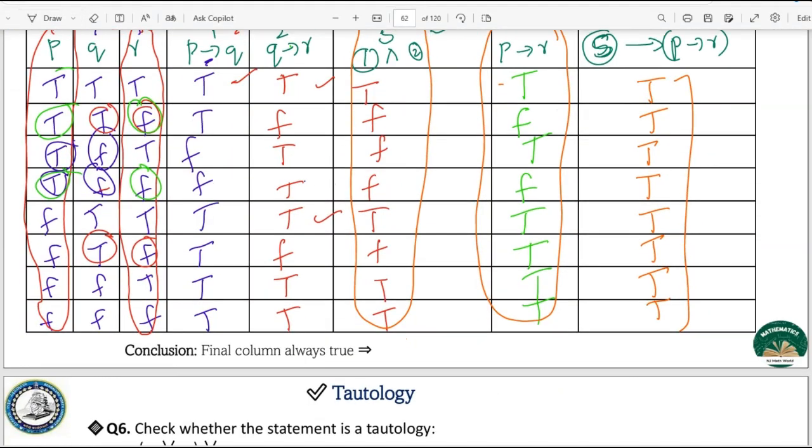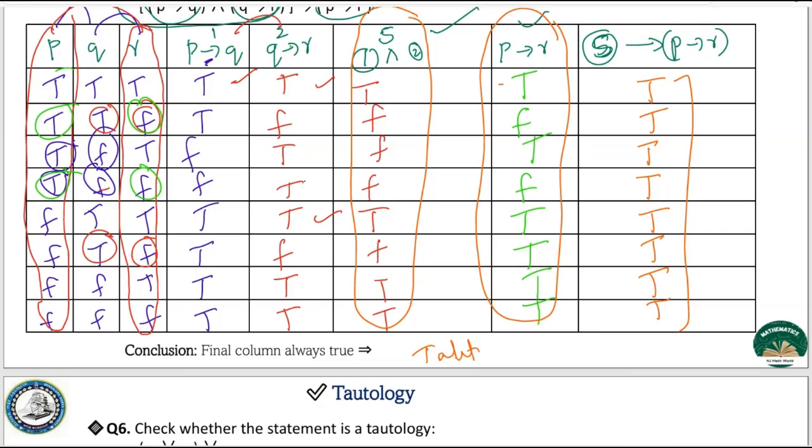So hence it is a tautology. All the values in the last column are true. Therefore, it is a tautology. Now let us check with the next one.